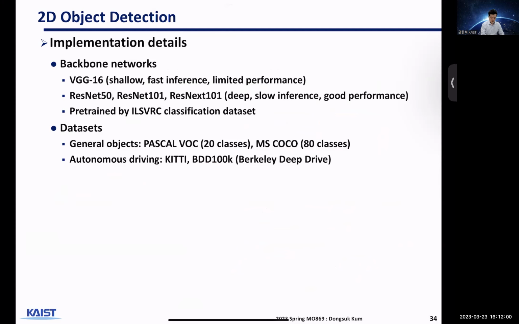So to provide you with more implementation details, there are these backbone networks: VGG net, ResNet 50, ResNet 101, ResNeXt 101, and they tend to give you deeper, better performance, but usually slower inference speed.